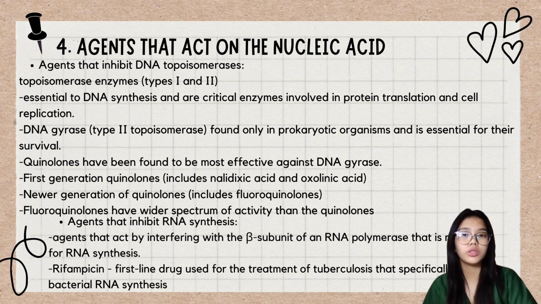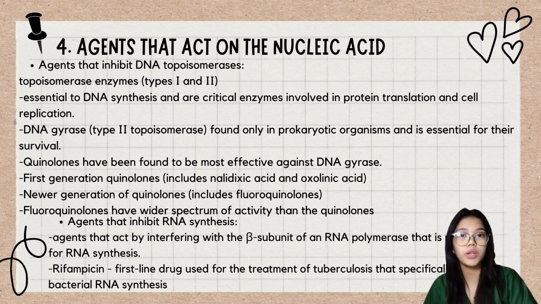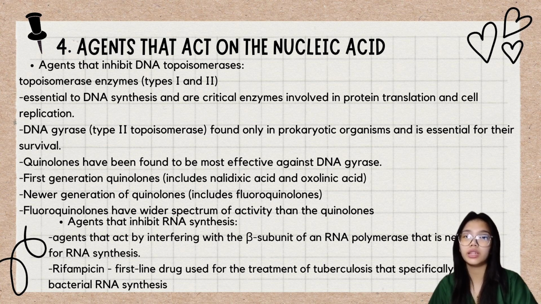First generation quinolones include nalidixic acid and oxalinic acid. Newer generation quinolones include the fluoroquinolones, which have a wider spectrum of activity than the quinolones. And the next one is the agents that inhibit RNA synthesis. These agents act by interfering with the beta subunit of an RNA polymerase that is needed for RNA synthesis. Rifampicin is a first-line drug used for the treatment of tuberculosis that specifically inhibits bacterial RNA synthesis.